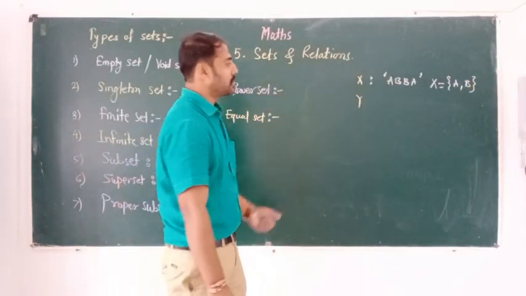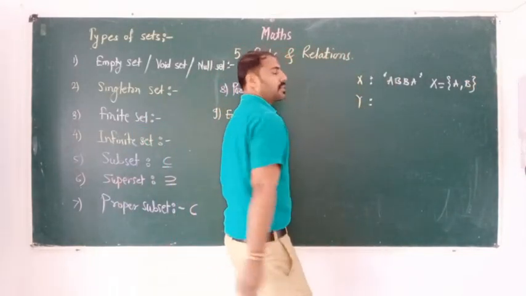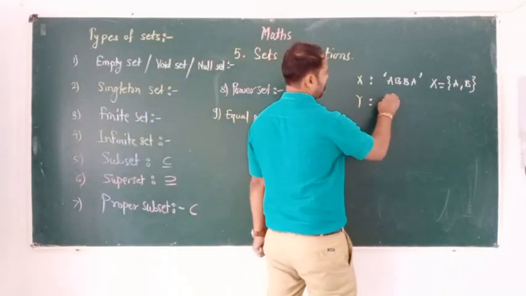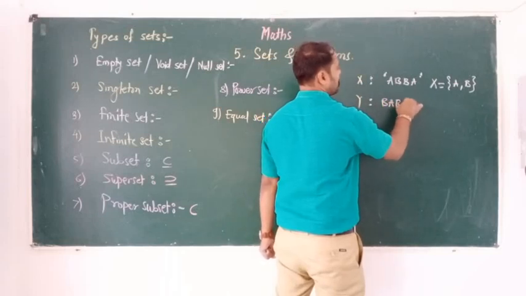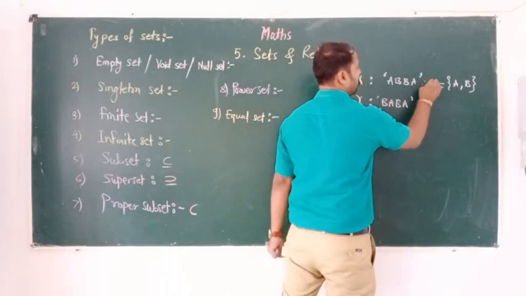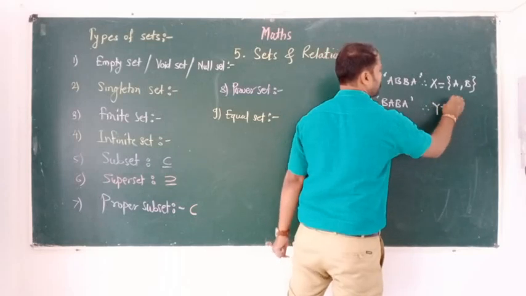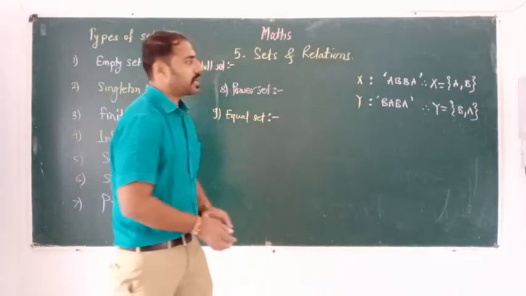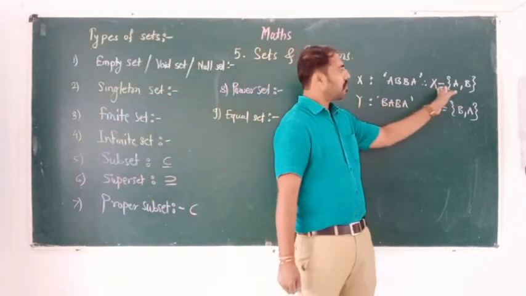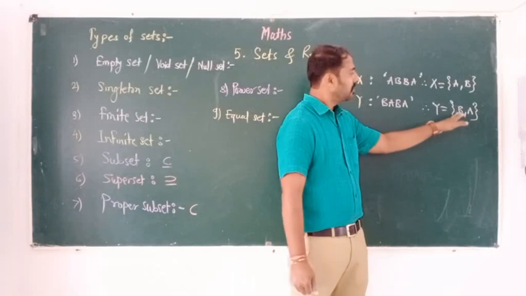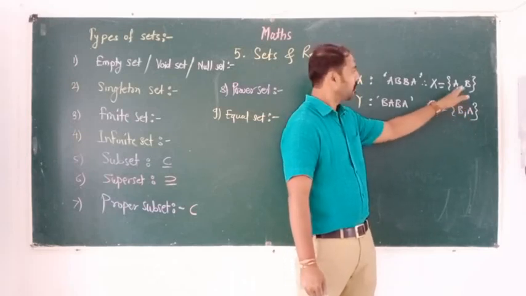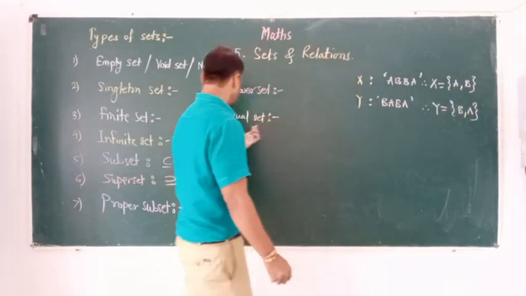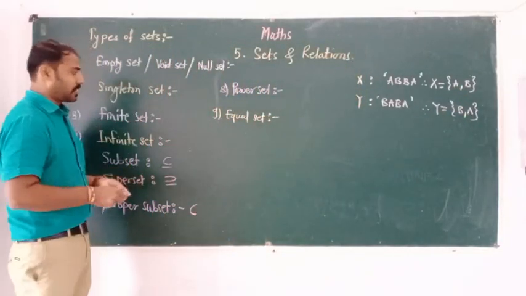Now second example is here. Y is nothing but set of letters in the word Baba. Therefore, Y can be represented as curly bracket B comma A. So look at here. In this case, all the elements of X and Y are equal. N of X is equal to N of Y, and elements are same. Such type of sets are said to be equal sets.